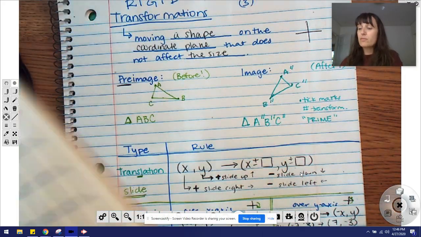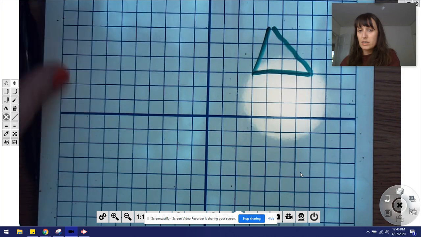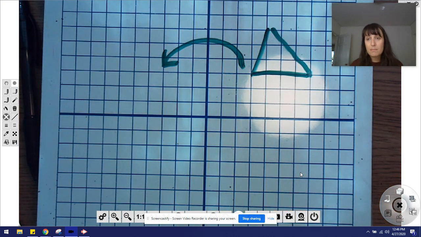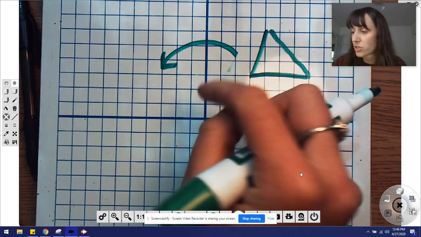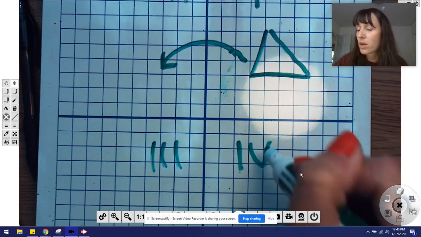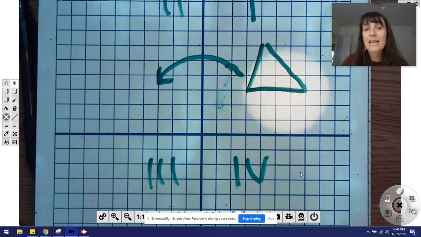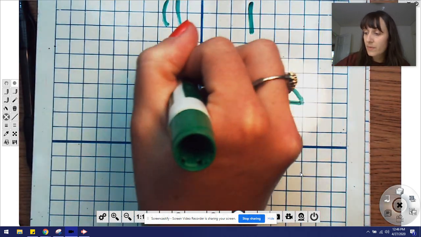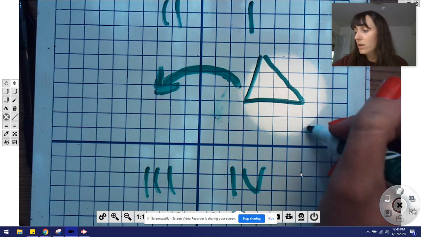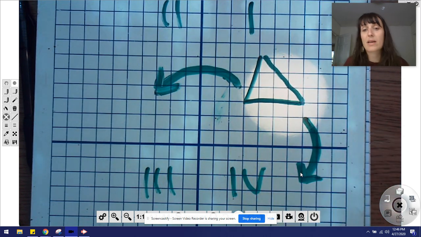We also have two different directions that we can turn this image. Most of the time in math, when you deal with rotations, because we label our quadrants 1, 2, 3, 4, we usually work in a counterclockwise motion. Every once in a while, a question might ask you about a clockwise motion.